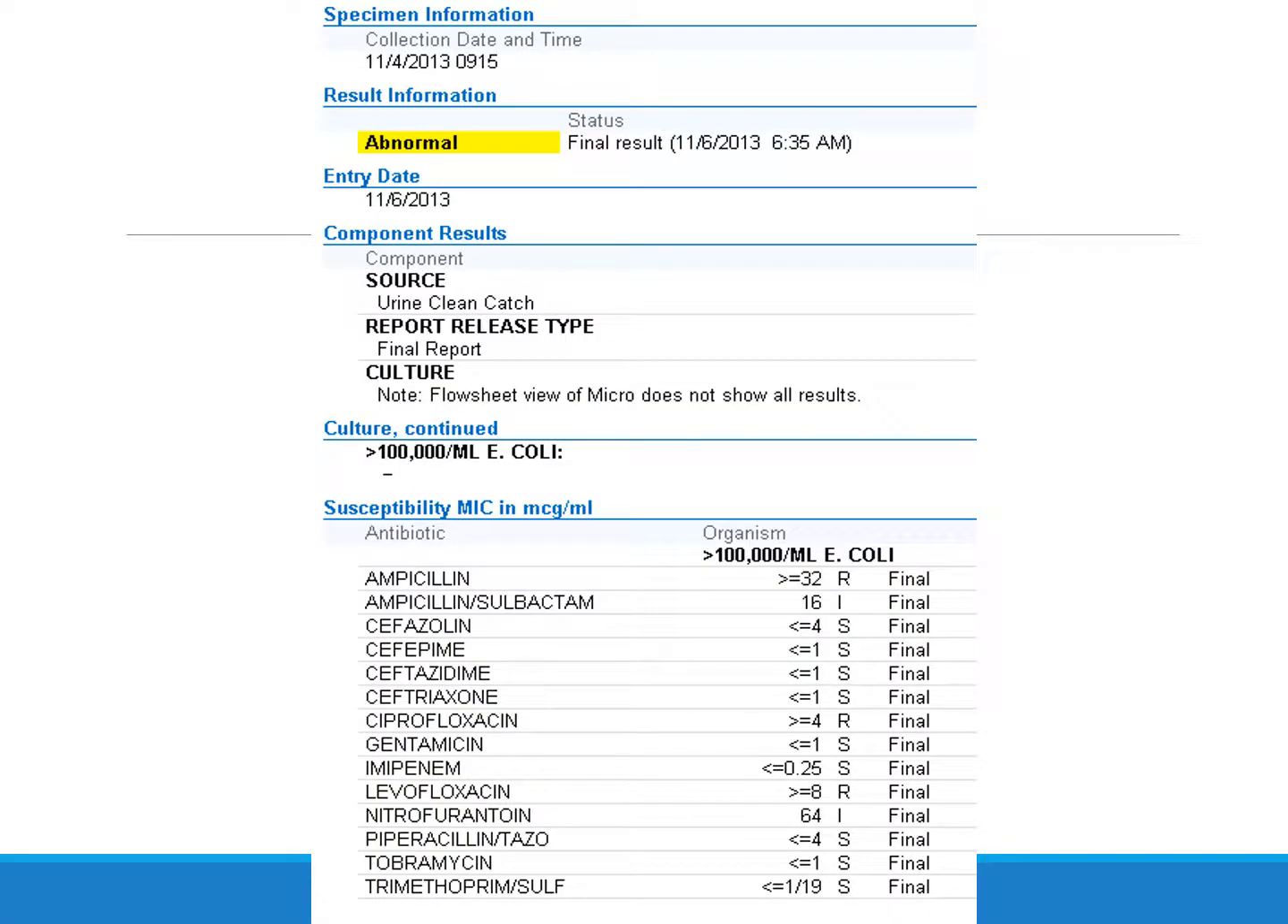So this is a typical report you get from your laboratory, and I've got a urine culture here as an example. You can see that this is E. coli, and the patient is growing greater than 100,000, which is what the lab reports as pretty much the highest amount. That means there's a lot of bacteria shown in the urine.